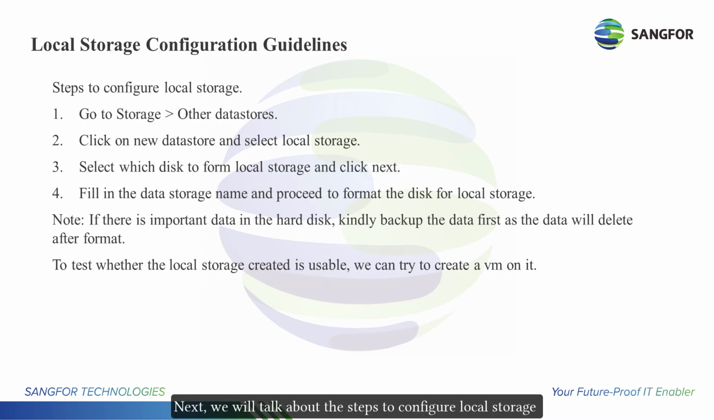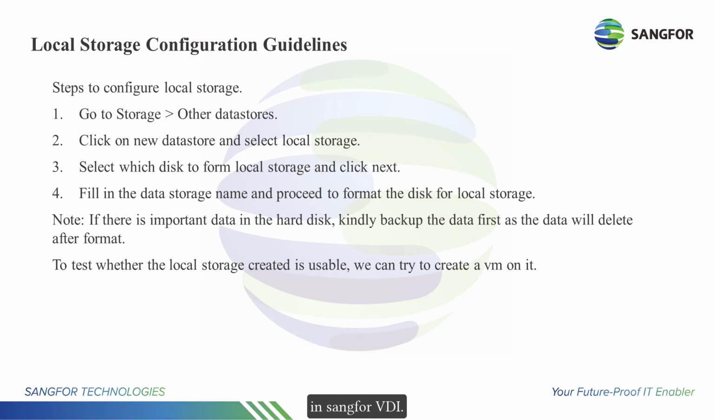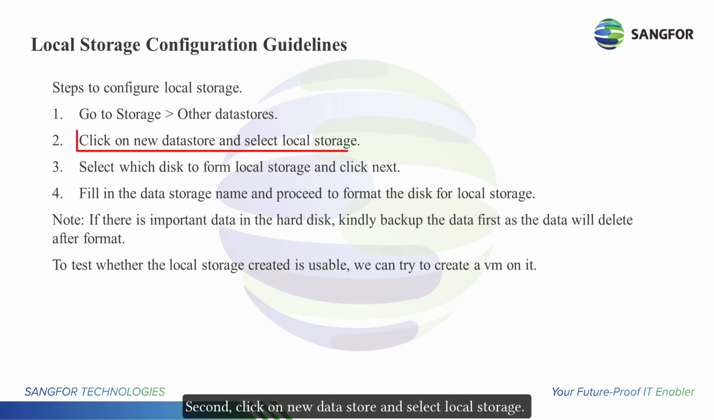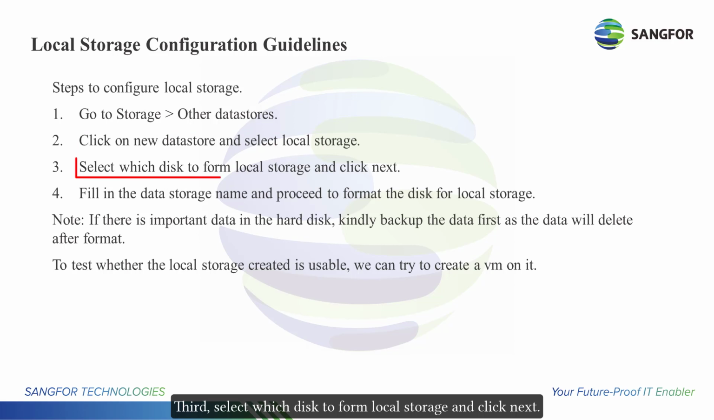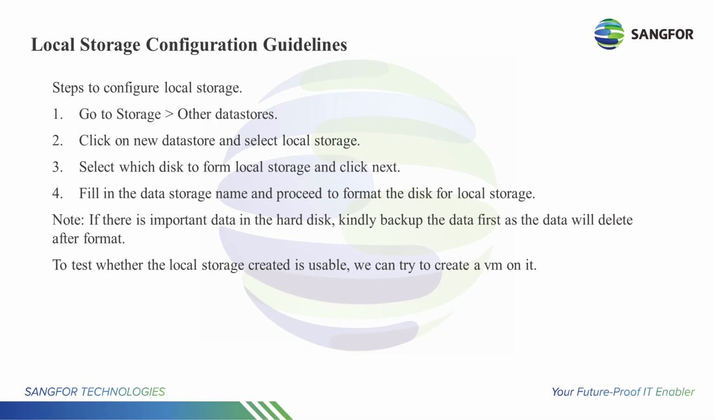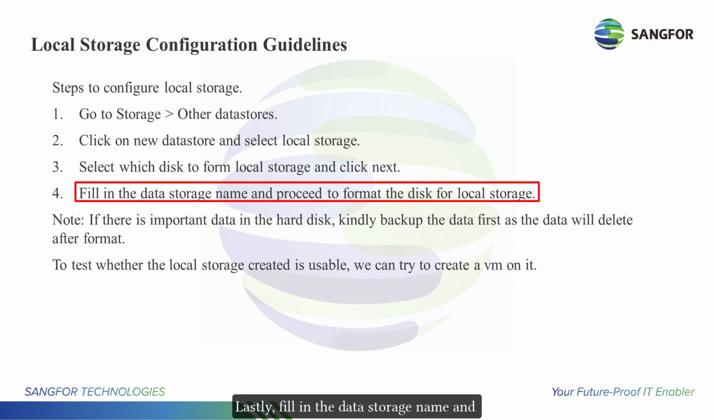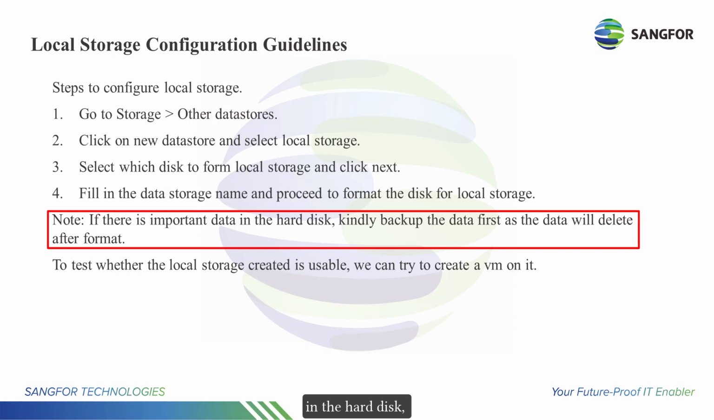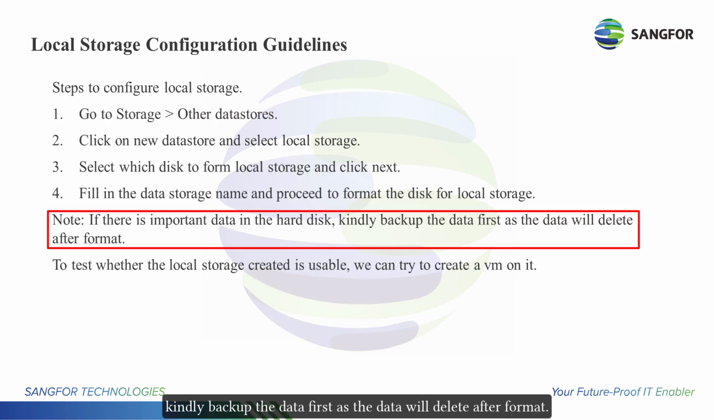Next, we will talk about the steps to configure local storage in Sangfor VDI. First, go to Storage, Other Data Stores. Second, click on New Data Store and select Local Storage. Third, select which disk to form local storage and click Next. Lastly, fill in the data storage name and proceed to format the disk for local storage. Please take note that if there is important data in the hard disk, kindly back up the data first, as the data will be deleted after format.